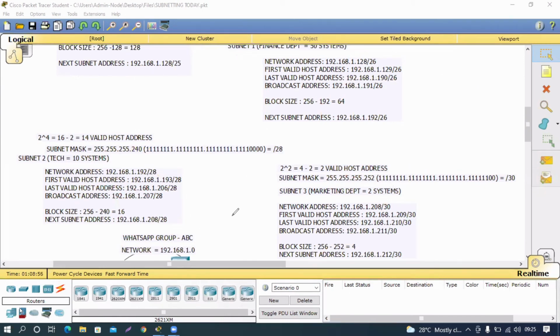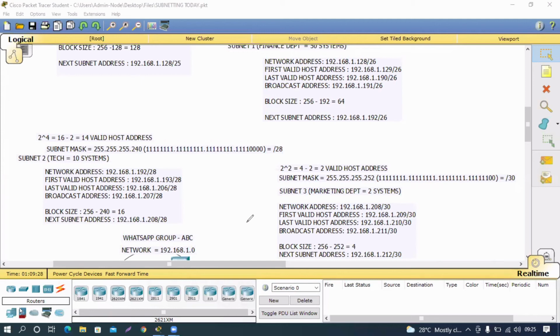One more doubt. Tell me. For the 10 systems, how do we get the 192 in the network address? How are we getting the 192? It is coming from the subnet address from here. This is the same address which is coming over here. So it will be carried forward to the next.